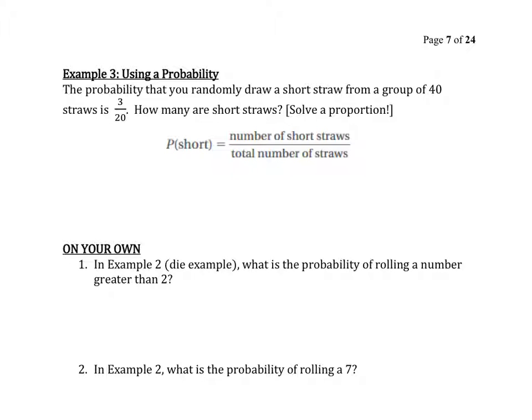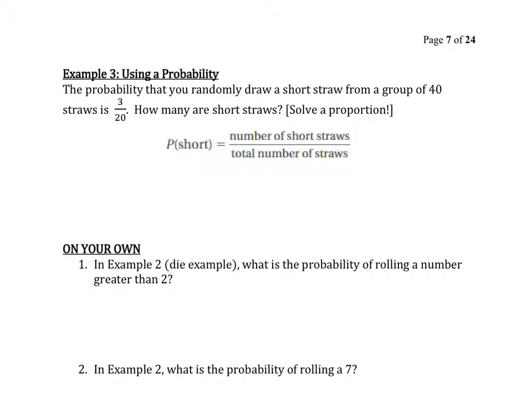In addition to just using probability to find the probability of a certain event, we can also use a given probability to find out a certain number of items or a certain number of favorable outcomes. So in this case, the probability that you randomly draw a short straw from a group of 40 is 3/20. How many are short straws?